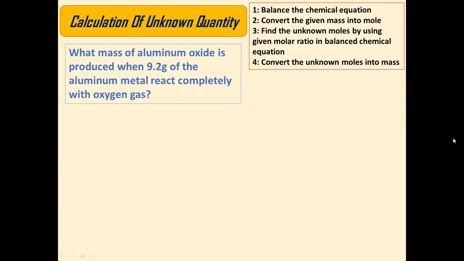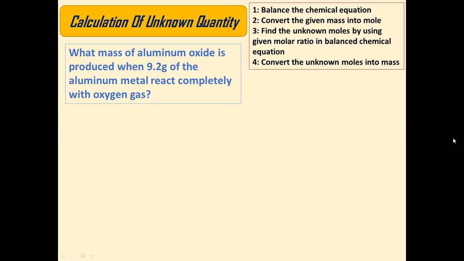The unknown quantity in the balanced chemical equations can be calculated by the following method. First we need the balanced chemical equation, and then we convert the mass given in the balanced chemical equation into the mole. And we find the unknown mole of reactant or the product with the reference of molar ratio in balanced chemical equation. And then we convert the unknown mole into the mass.